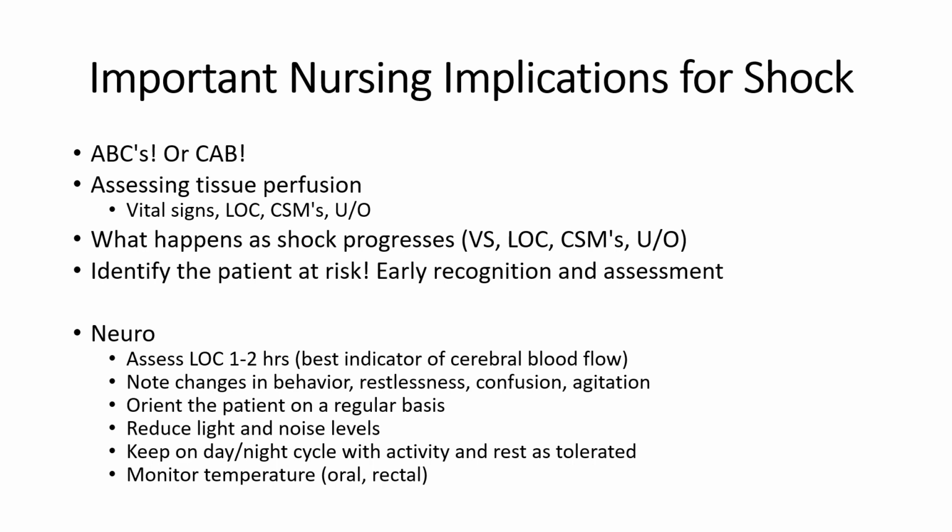Also, what's happening as the shock progresses, and we want to catch this in the earliest stage possible. We do not want them to progress to the progressive stage. We do not want them to progress to any further stage. So early recognition is so important. So neuro, right? We're going to start with neuro. We're going to assess level of consciousness. That's our best number one indicator. I can't say this enough. Our best indicator of cerebral blood flow is your neuro assessment.